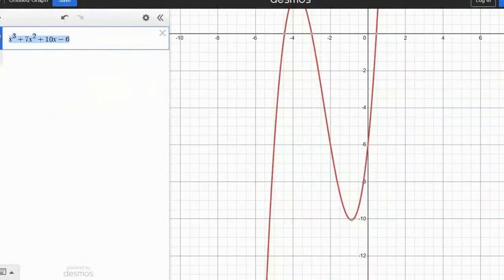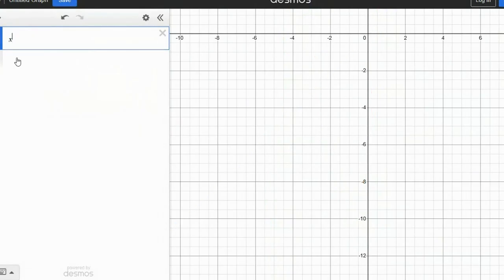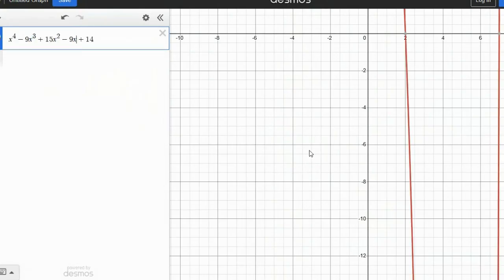Let's just graph this equation on there. It was x to the fourth minus 9x to the third plus 15x squared minus 9x plus 14. Oh gosh, I didn't mean to use a capital X. My caps lock got on by mistake. Let's see if I can just change those to x's and it'll work. Okay, now it's all happy.